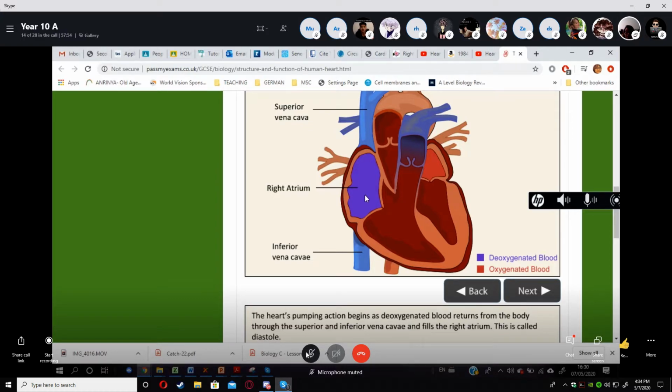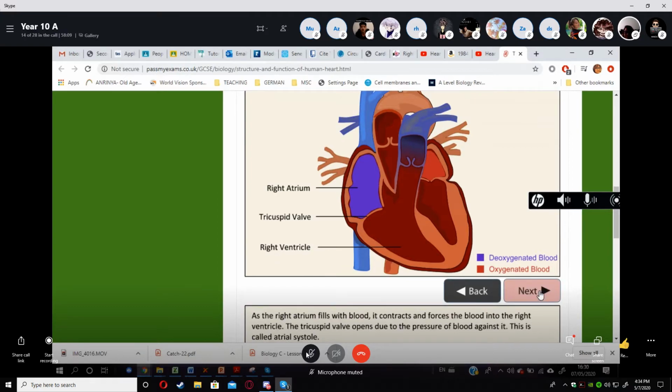So now we are only looking at deoxygenated blood's movement. But in reality, both deoxygenated and oxygenated blood move at the same time, right? Now look at this deoxygenated blood. As the right atrium fills with blood, it contracts and forces the blood into the right ventricle. The tricuspid valve opens due to the pressure of blood against it. This is called atrial systole.